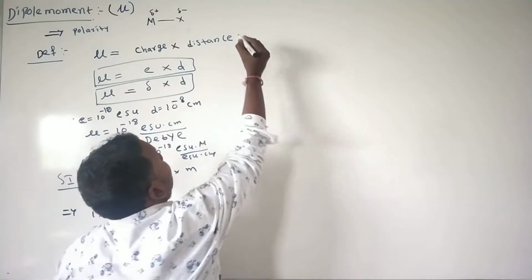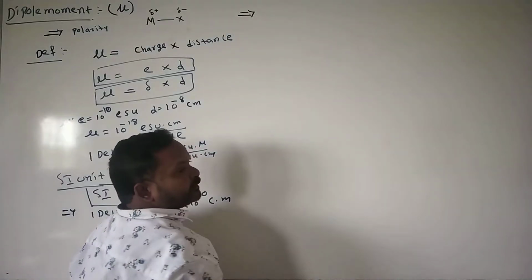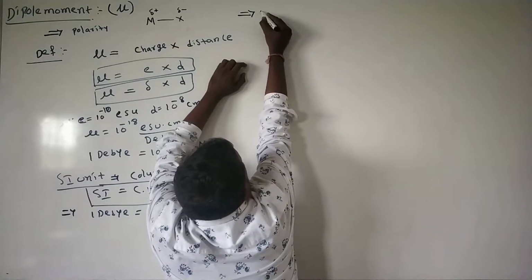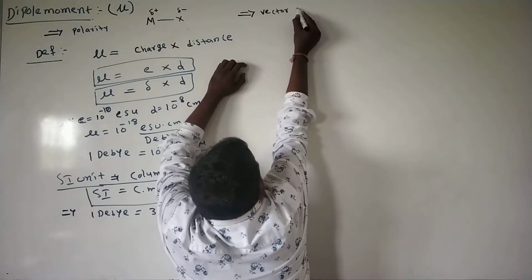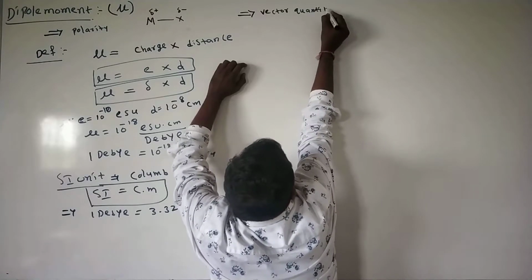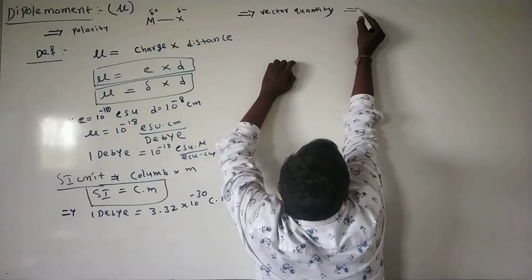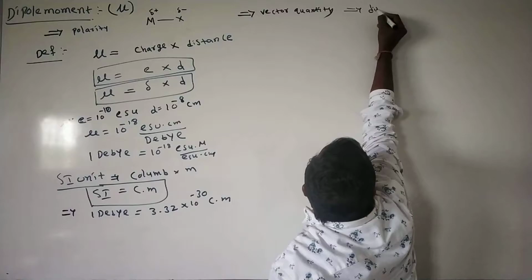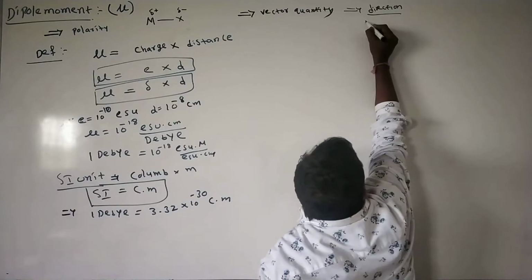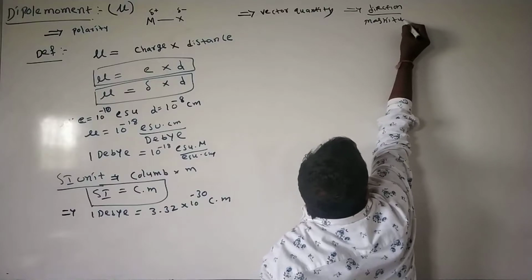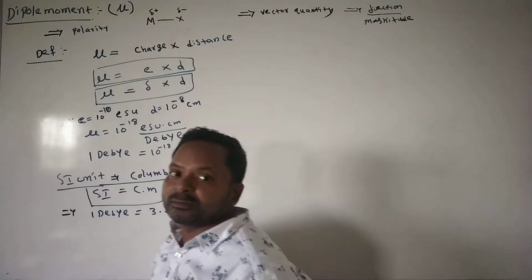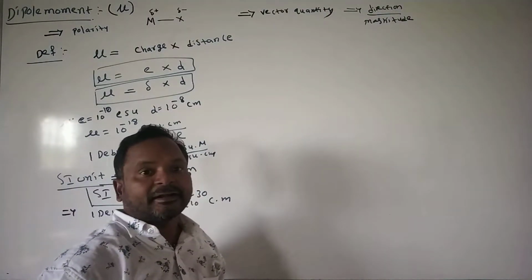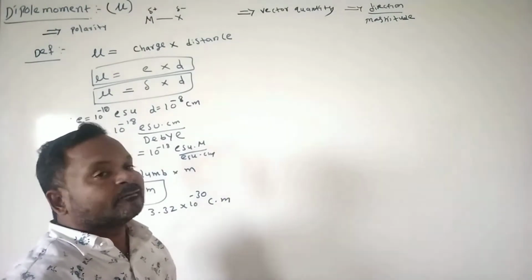Next, in continuation, we will see some more important points. Dipole moment is a vector quantity. That means it has direction and magnitude. A property which has magnitude and direction we consider as a vector quantity.